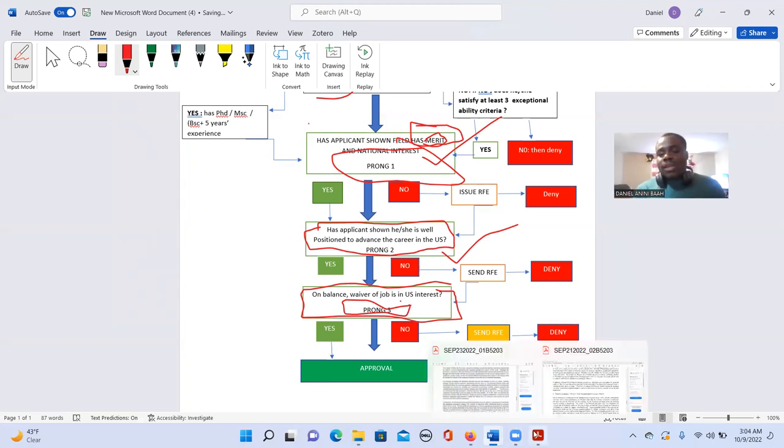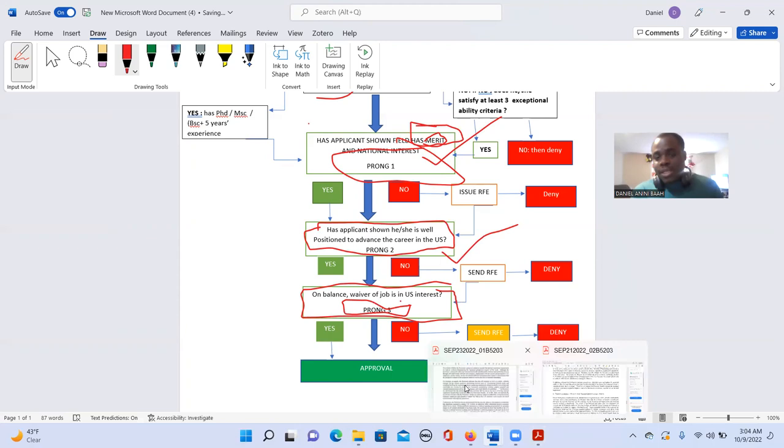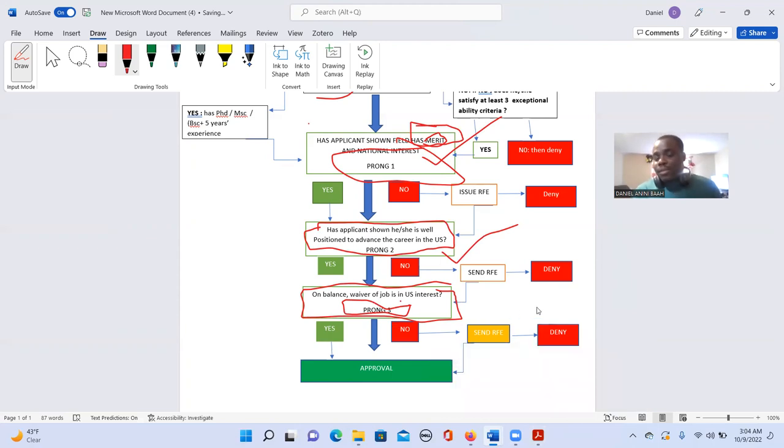So you see, it's not all the time that appeals are thrown out. Some appeals tend to hold water. Some appeals too, they just get thrown out. We have seen two very interesting decisions today. Next week, we are also going to look at other decisions and how they actually play into this framework for us to know where or what went wrong.